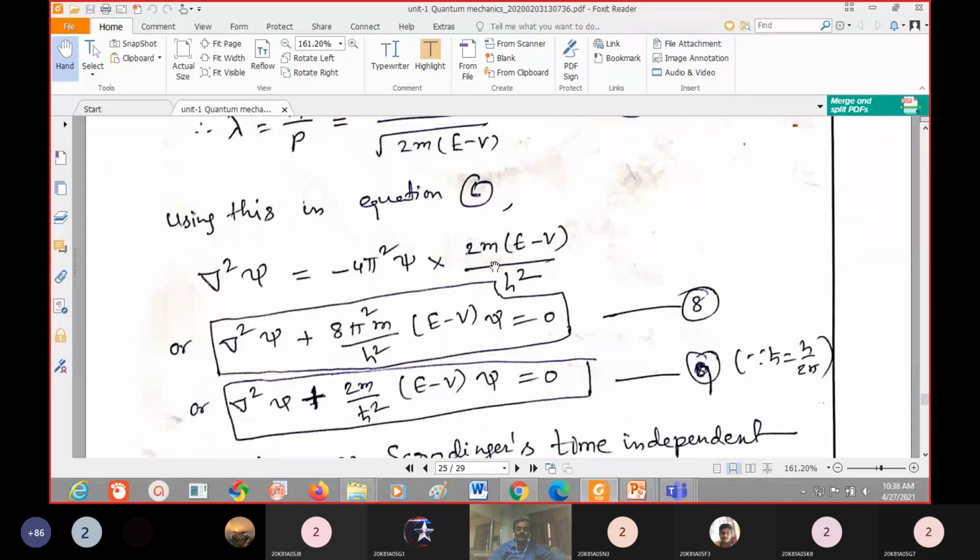If you simplify this equation further, we will get del square psi plus 4 pi square m by h square, into E minus V.